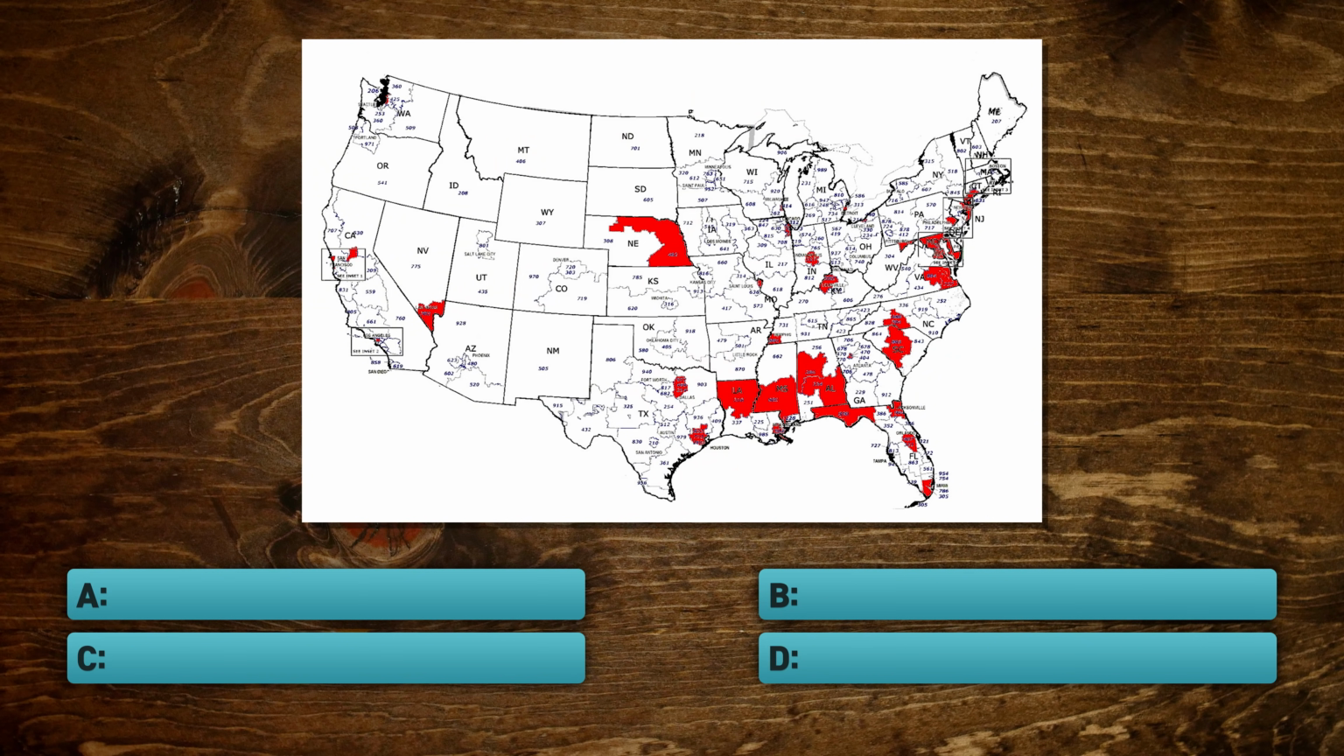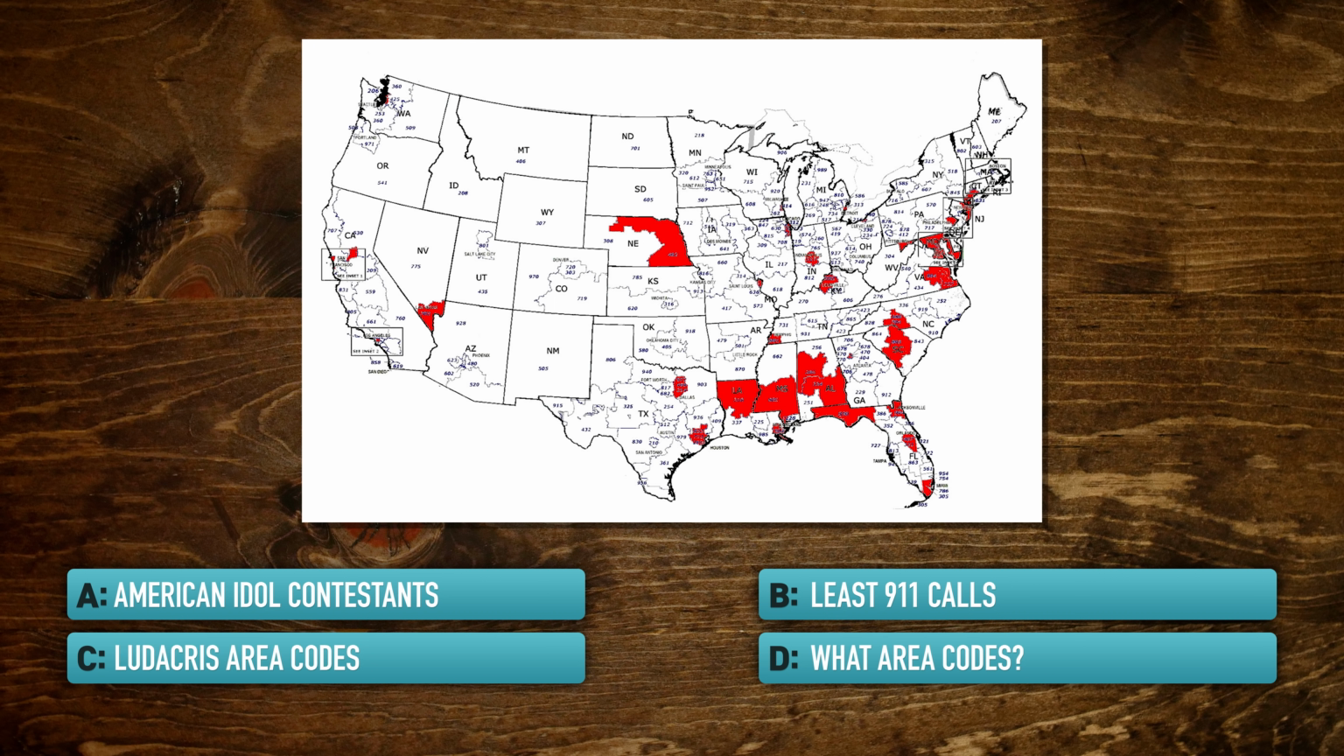Okay, this next one is a map of area codes in the United States. Some of them are highlighted. What do those highlighted ones represent? A, what area codes have been shouted out by American Idol contestants? B, what area codes received the least 911 calls? C, what area codes Ludacris claims to have friends in the song Area Codes? Or D, what area codes?